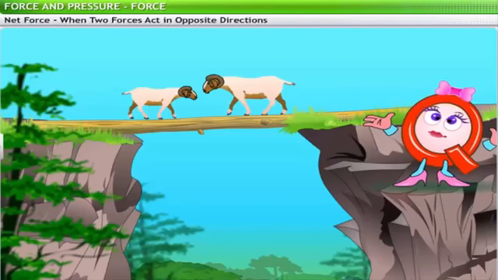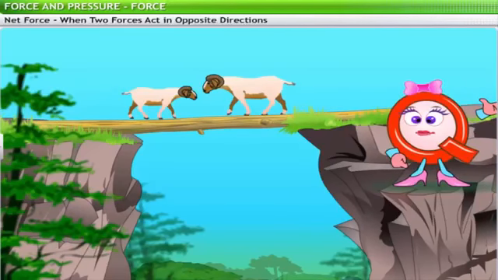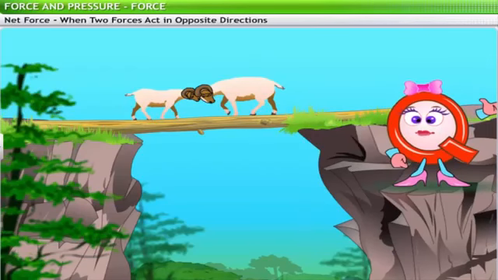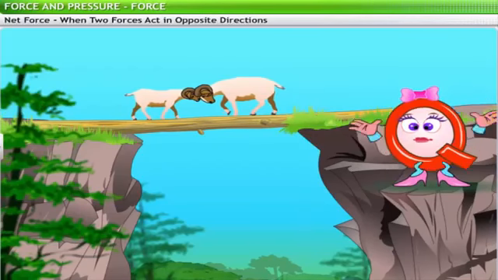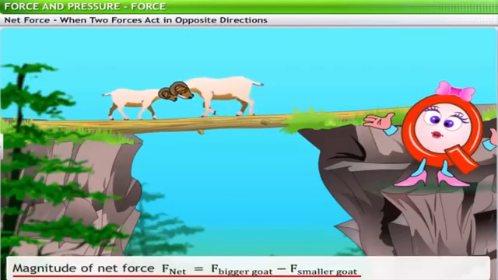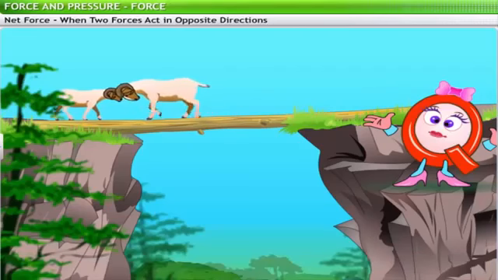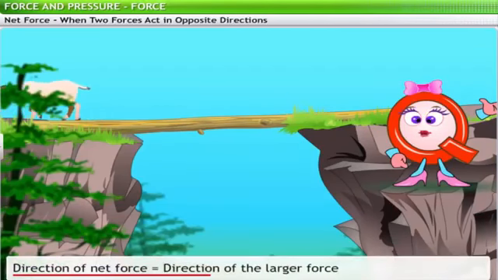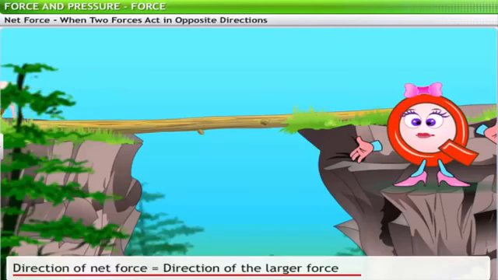Here, the net force was zero initially, as both the goats were pushing in opposite directions with equal force. When the bigger goat increased the force applied, it succeeded in moving ahead. The net force in this case acted in the direction of the individual force that was of higher magnitude.